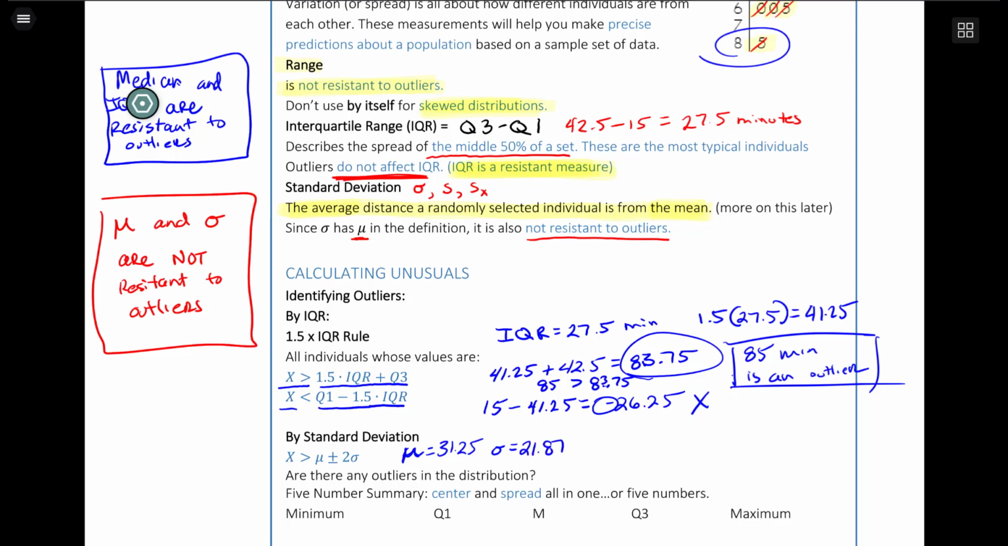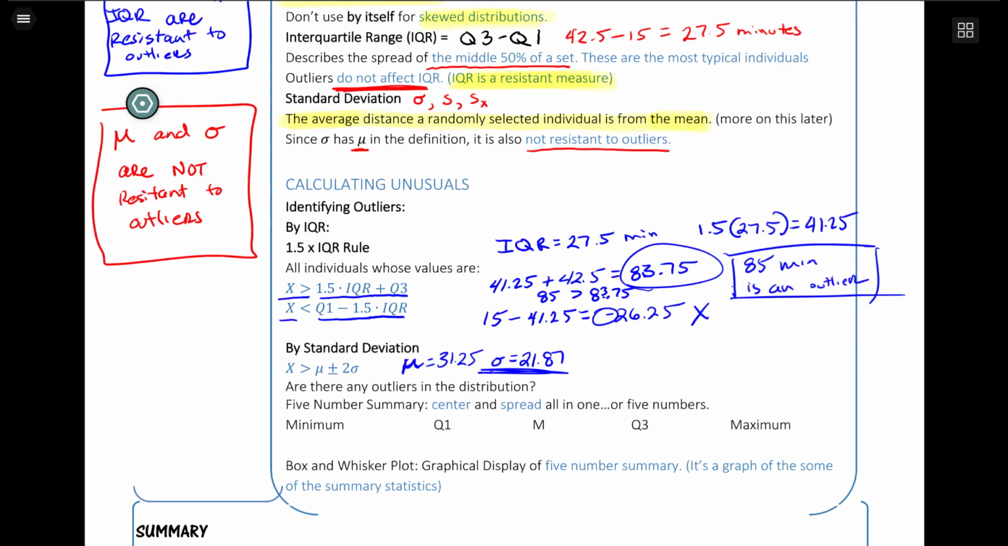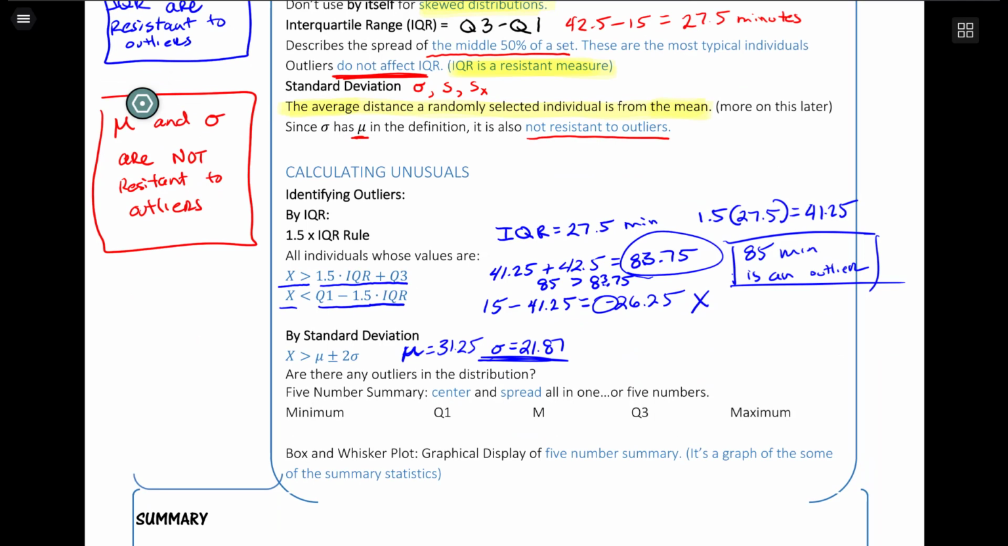Okay, so we interpret this term here as meaning on average, a randomly selected individual will be 21.87 minutes away from 31.25 minutes. That seems a little bit weird. Again, we'll talk more about what standard deviation means, but for right now, let's go ahead and try and calculate this outlier. Okay, so we start off by doing 31.25 plus or minus 2 times that standard deviation, 21.87.